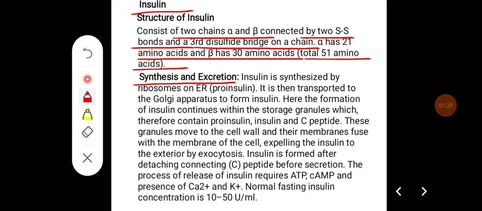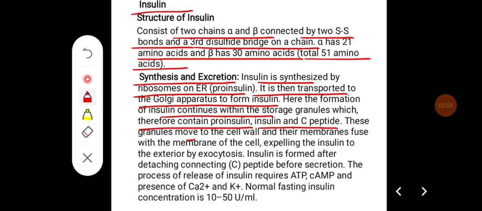Synthesis and excretion of insulin. Insulin is synthesized by ribosomes on the endoplasmic reticulum in the form of proinsulin, and it is then transported to the Golgi apparatus to form insulin. Here, the formation of insulin continues within the storage granules, which therefore contain proinsulin, insulin, and C-peptide.